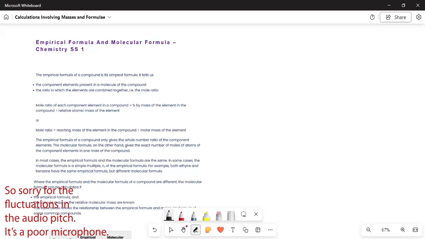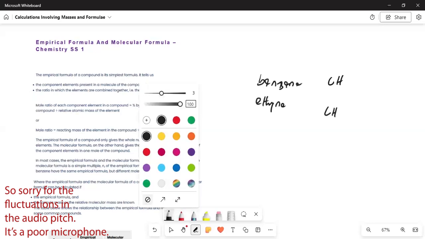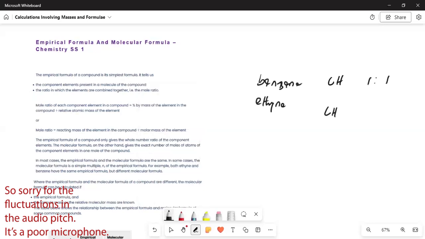Like the case of benzene and ethyne, both of them have the same empirical formula, CH. We can only differentiate them in terms of their molecular formula. Benzene, for example, is C6H6, while ethyne is C2H2. So as we said, the empirical formula tells us the ratio in which the component elements are combined. So when we write the empirical formula as CH, of course, the ratio in which the elements are combined, in this case, is 1 to 1. That's the mole ratio, 1 to 1. Empirical formula doesn't tell us the actual number of atoms present. It's only molecular formula that tells us that.